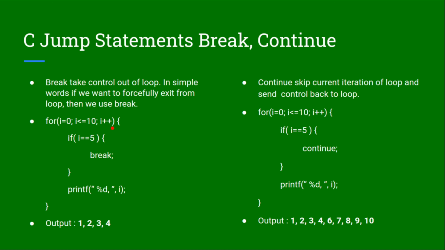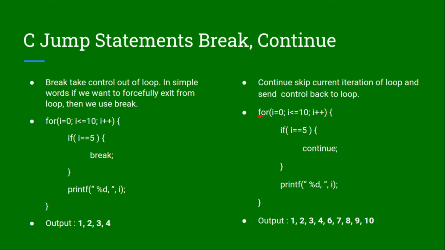So that is break. In simple words, when we forcefully go out of a loop or a block, we use a break. On the other hand, continue is used in an iteration of a loop to skip the current iteration. What continue will do is skip the current iteration and send the control back to the loop.